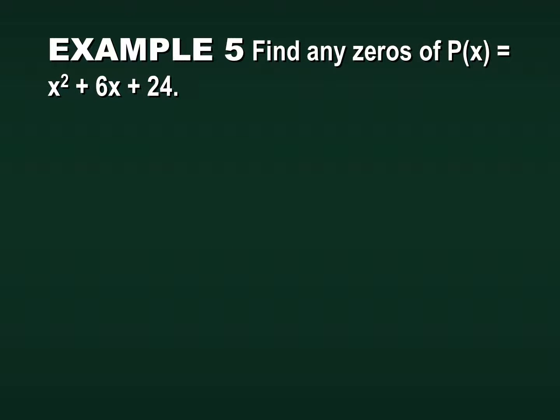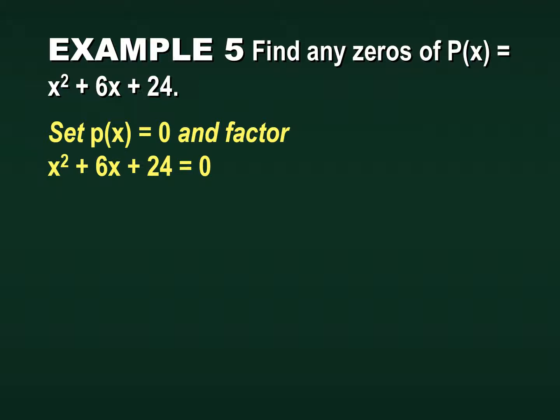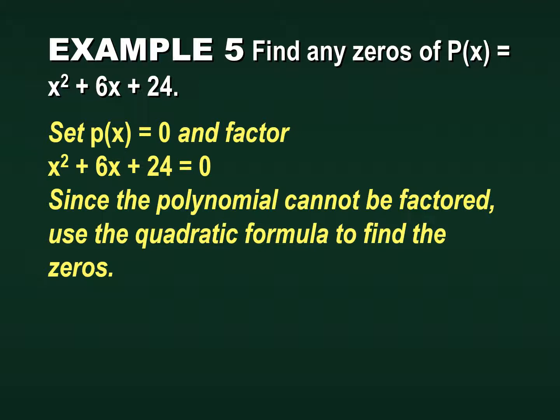Let's talk about finding zeros of p of x. Okay, so in order to find a zero, you want to set your p of x equal to 0 and then factor. So we're going to let x squared plus 6x plus 24 equals 0, and then we're going to factor it. Since the polynomial cannot be factored, we have to use the quadratic formula to find the zeros. Remember, the quadratic formula is x is equal to negative b plus or minus square root b squared minus 4ac all over 2a.